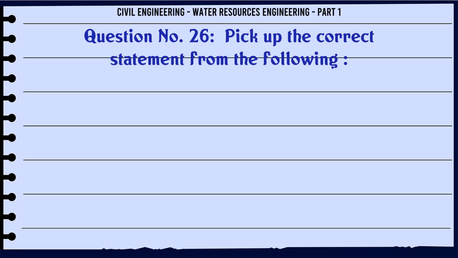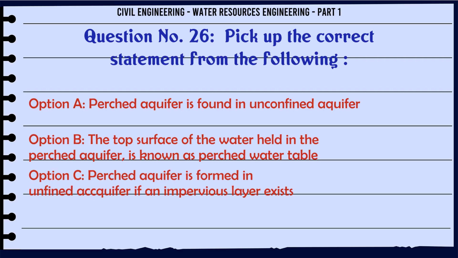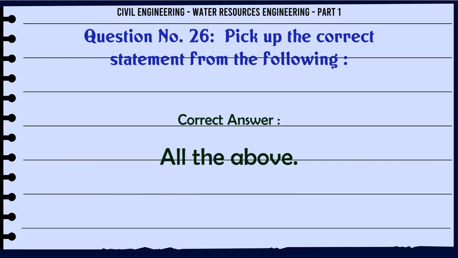Pick up the correct statement from the following. A. Perched aquifer is found in unconfined aquifer. B. The top surface of the water held in the perched aquifer is known as perched water table. C. Perched aquifer is formed in unconfined aquifer if an impervious layer exists. D. All the above. The correct answer is all the above.